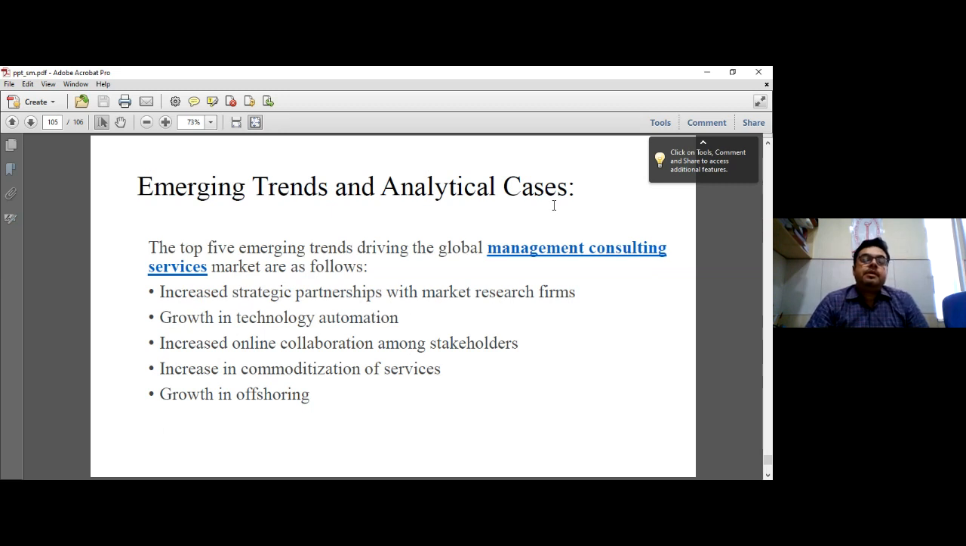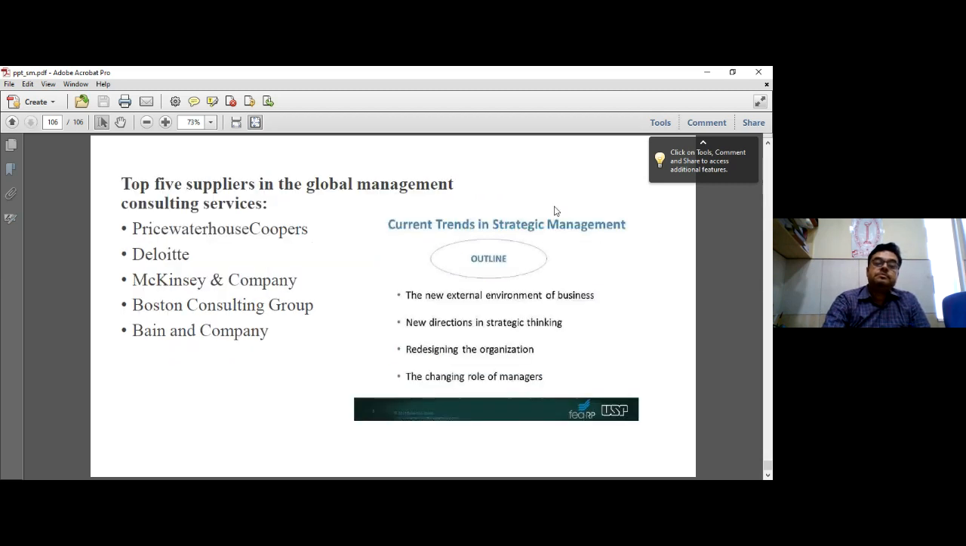Emerging trends and analytical cases: increased strategic partnership with market research firms, growth in technology automation, increased online collaboration among stakeholders, increase in commoditization of services, and growth in offshoring. New external environment of business, new directions in strategic thinking, redesigning the organization, and changing role of managers.